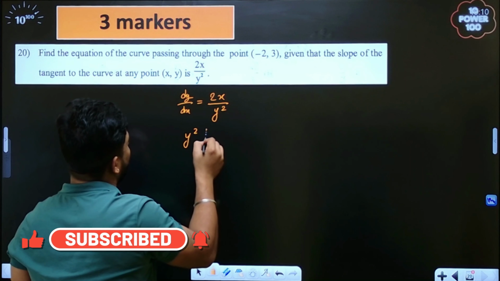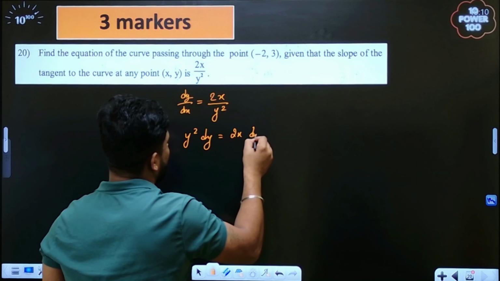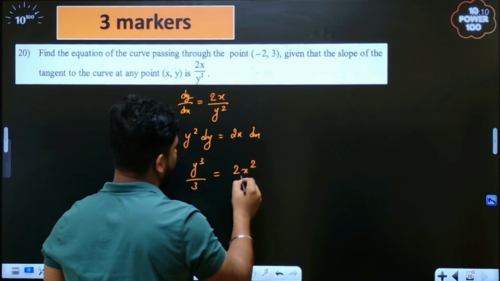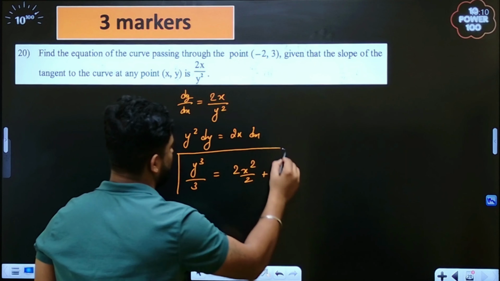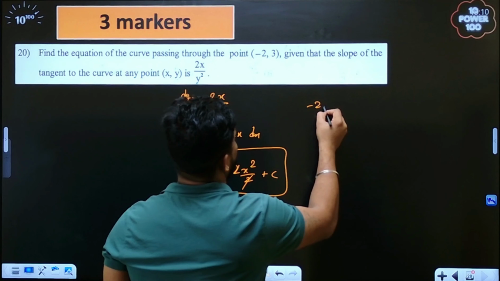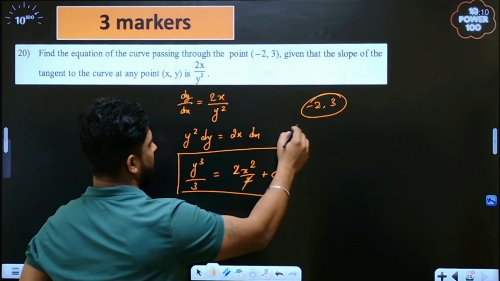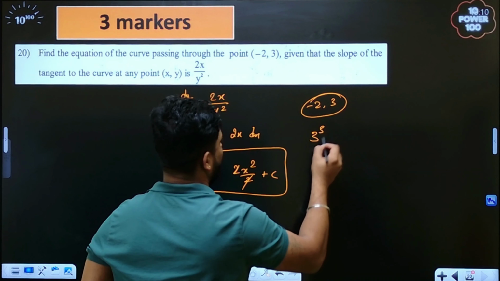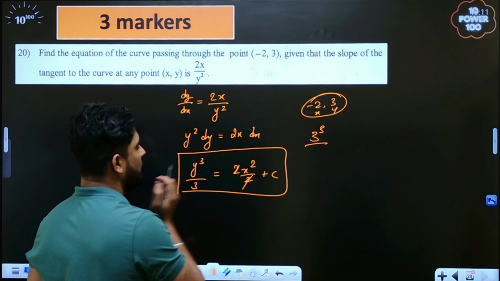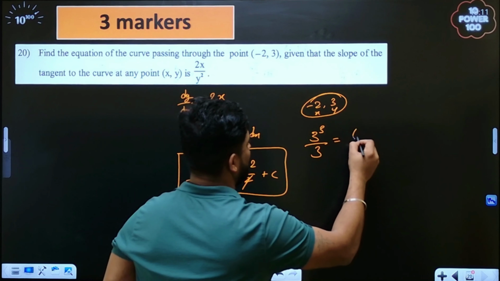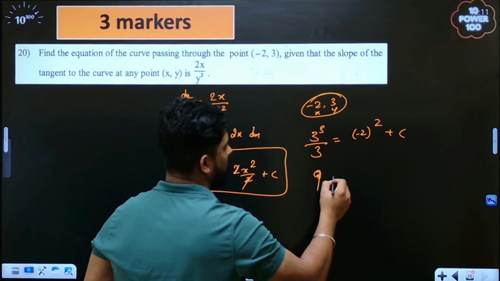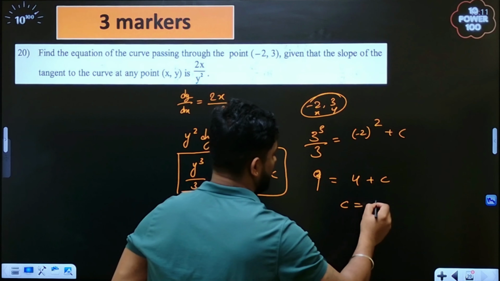If I change the variable, y squared dy is equal to 2x dx. So it is y cube by 3 is equal to 2x square by 2 plus c. So this is the general solution. But they have given a point for us to calculate the particular solution, the c value. So let's substitute here. x is equal to minus 2 and y is equal to 3. I'm substituting x and y here so that you'll get the answer. So 3 cube by 3 is equal to x square, minus 2 the whole square, plus c. So 3 square is 9, 9 is equal to 4 plus c. So the c value is 5.